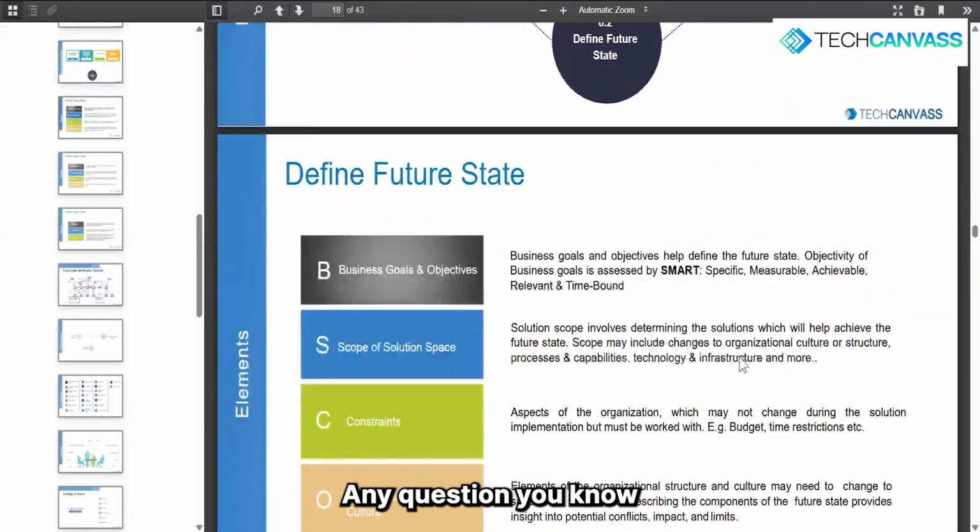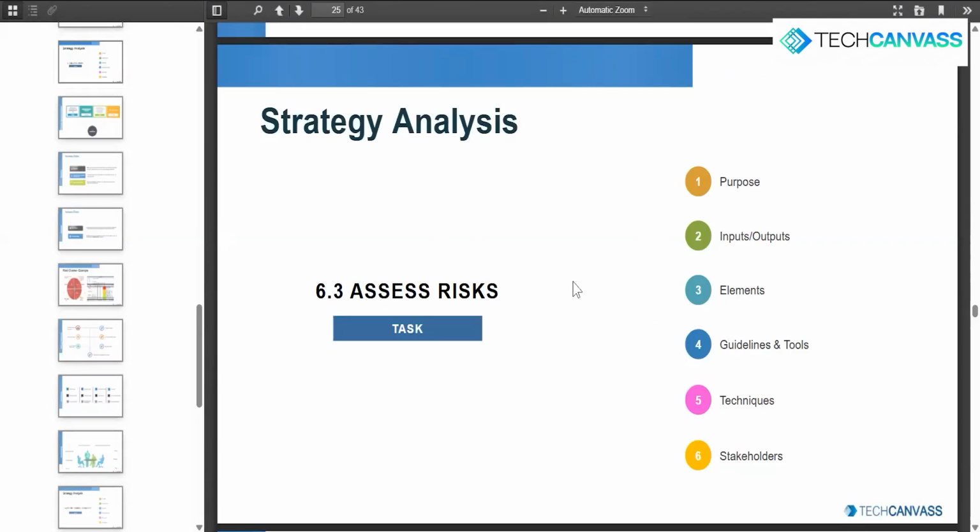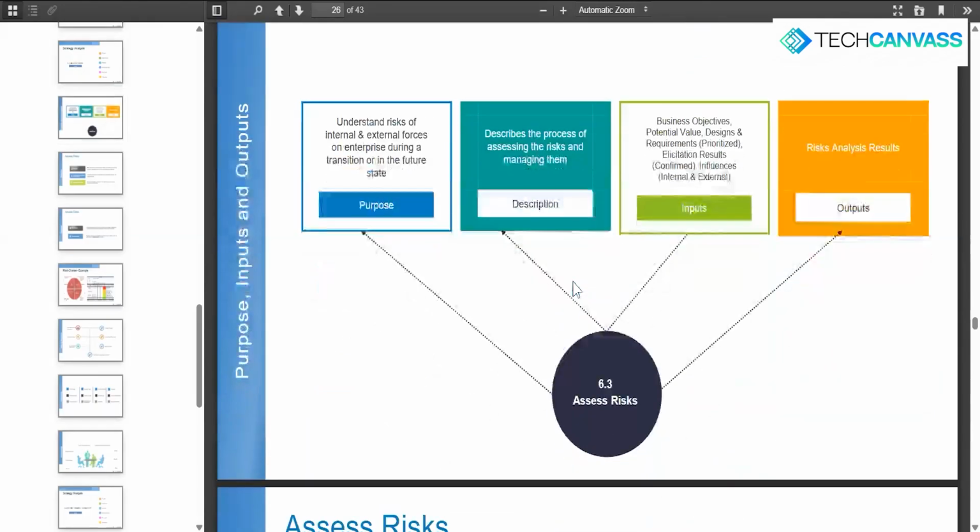Any question up till now? So we will talk about assessing the risks now. So what is a risk? Anyone? Harsh, one question before we move forward.